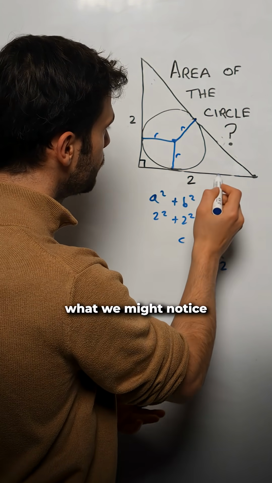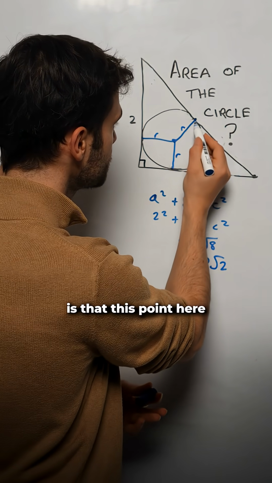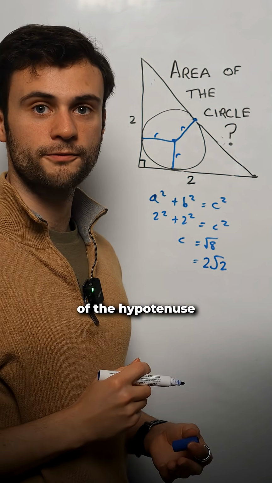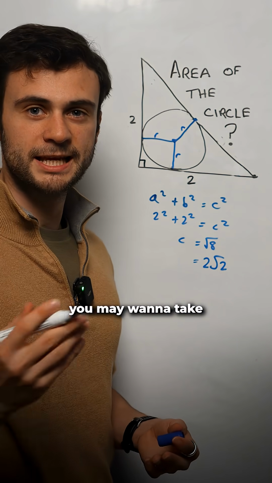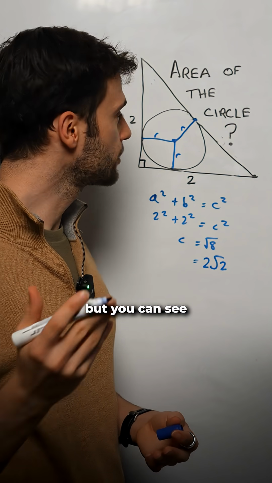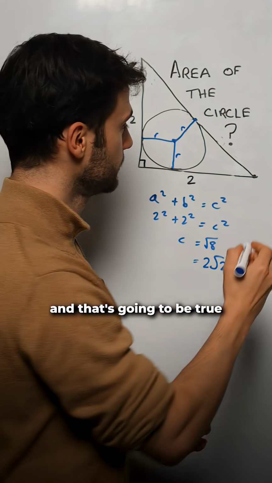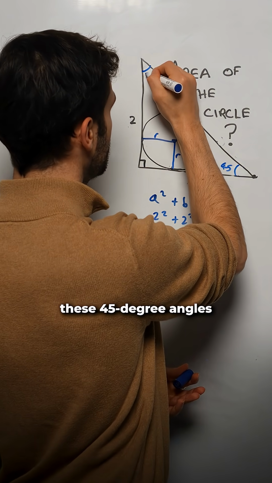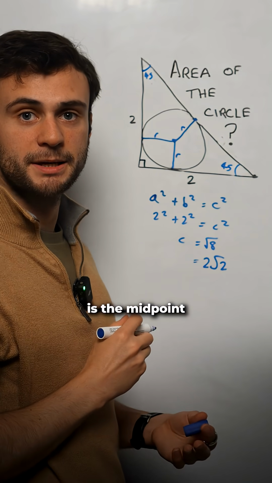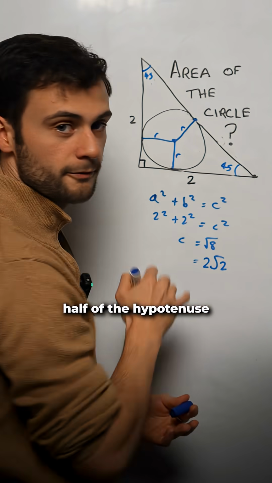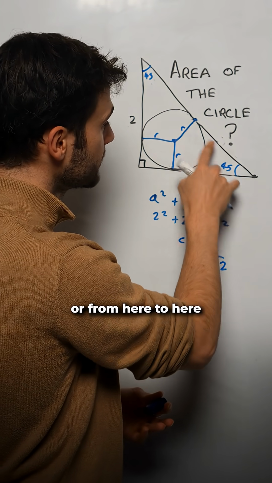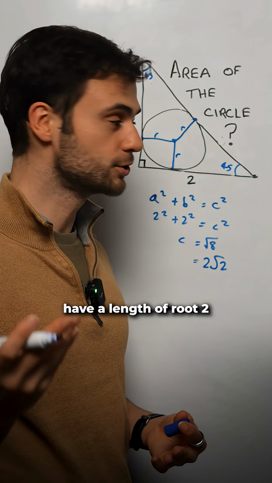As we look at this, what we might notice is that this point here is the midpoint of the hypotenuse. You may want to take a moment to justify that to yourself, but you can see from the symmetry of these quadrilaterals that that's going to be true because they share these 45-degree angles. So given that this is the midpoint of the hypotenuse, half of the hypotenuse, or from here to here, has a length of root 2.